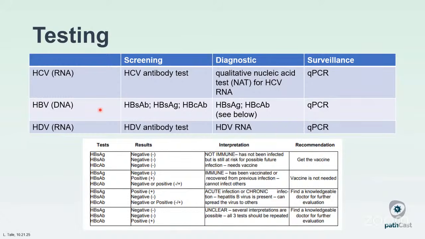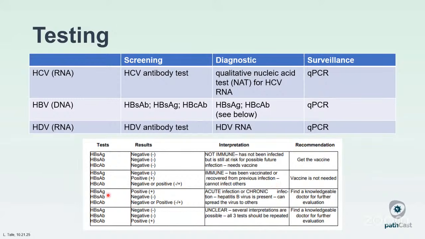HBV, on the other hand, has a little bit more of a complex testing strategy, in that there are typically 3 different antibodies and antigens that are tested for. And per below, the combination of these helps us interpret what biologically is happening with a patient. So for instance, in this top part of the table, if all 3 are negative, this patient is not immune. If the surface antibody is positive, it means the patient is immune, meaning they've either been vaccinated or have had a prior infection that they have recovered from.